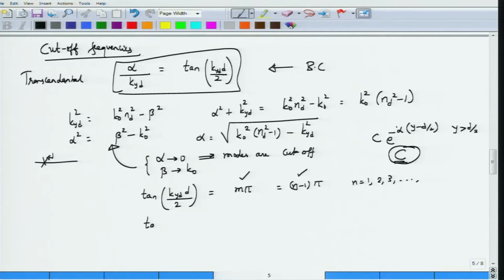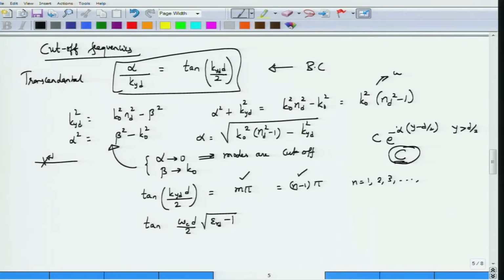I can write down the condition at which this happens by specifically writing this as omega c d by 2 square root of epsilon R d minus 1. Why minus 1? Because epsilon R of air is equal to 1, and epsilon R d under root is nothing but n d, so epsilon R d is n d square. So this is the condition where we would have this one.